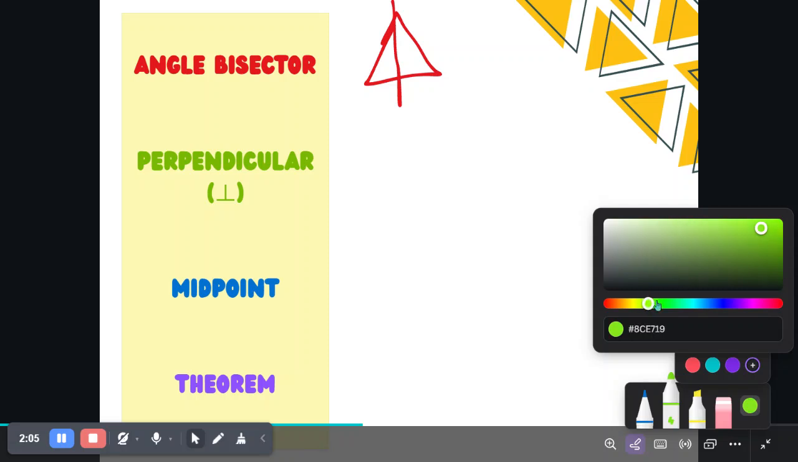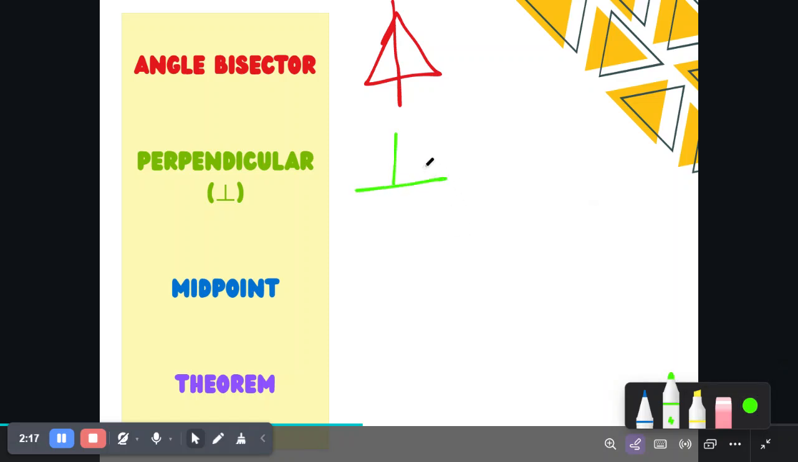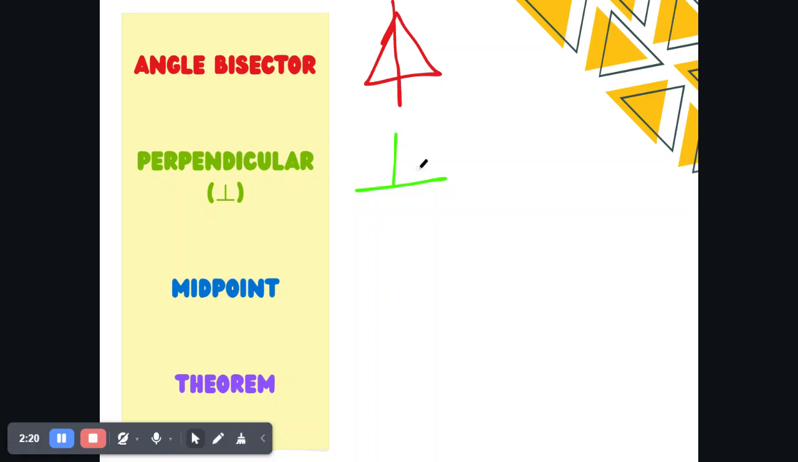perpendicular, which I'm going to do in green. It means say you have two lines. If they cross exactly perpendicularly, it means they form a right angle. And this is a symbol for it. It looks like an upside down T. So if we have one triangle, there's an angle bisector going through it. Let's label it A, B, C. We can say that, at this midpoint M, AM is perpendicular to CB.